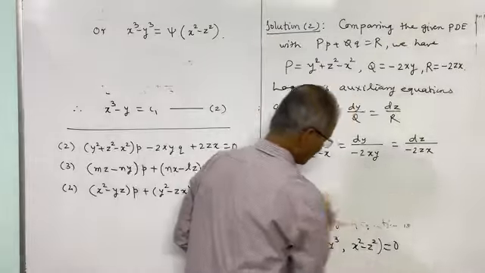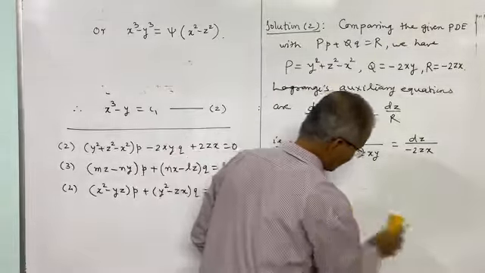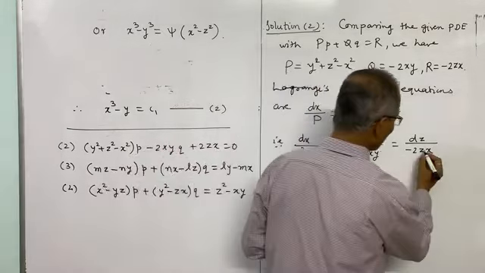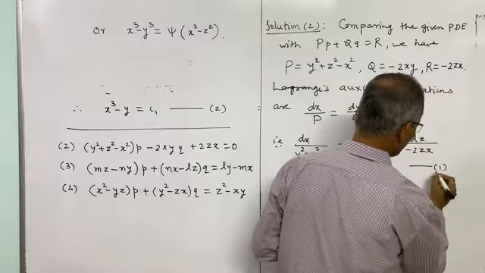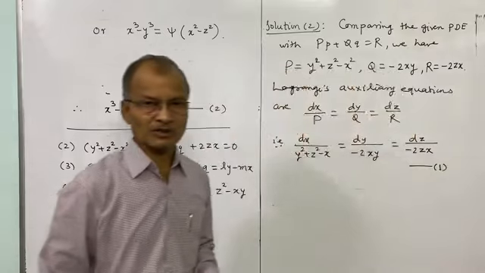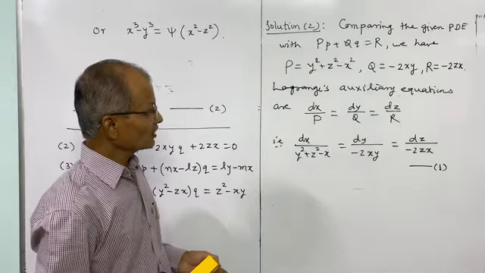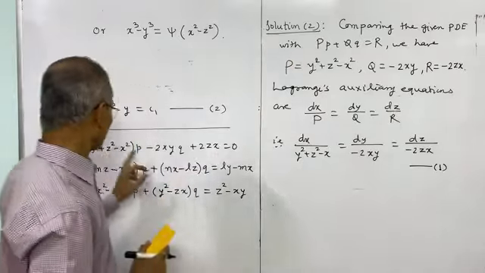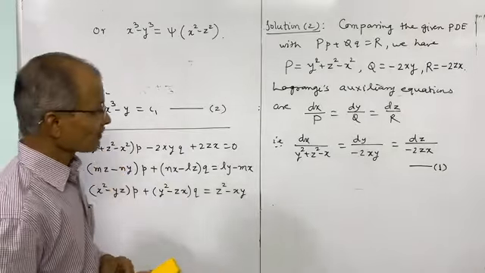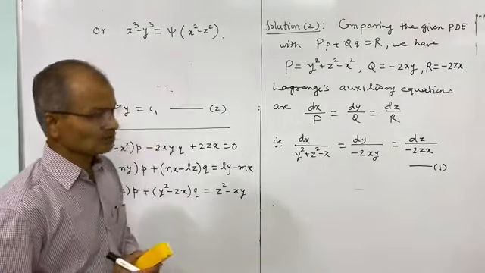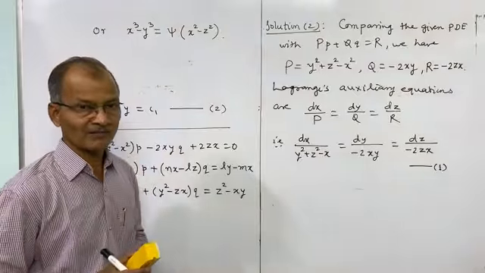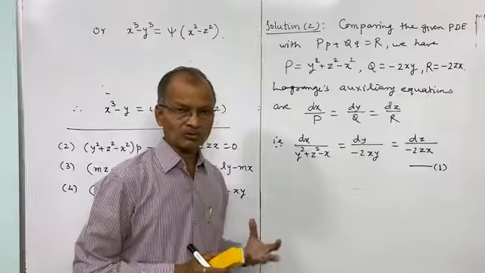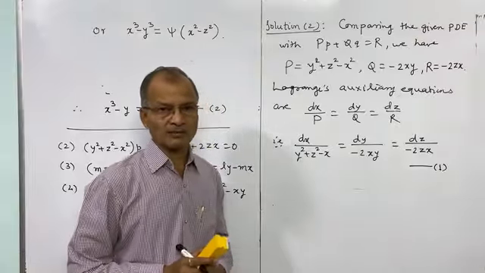And we may suppose this as equations 1 for reference, because we want to solve these auxiliary equations. We'll get two separate solutions, and then the function phi of these two solutions is the solution of the original equation. Now which two ratios we should equate, that is to be decided by observation. So pick up two ratios such that we can easily separate the variables.